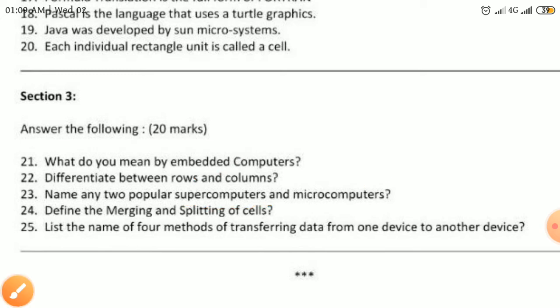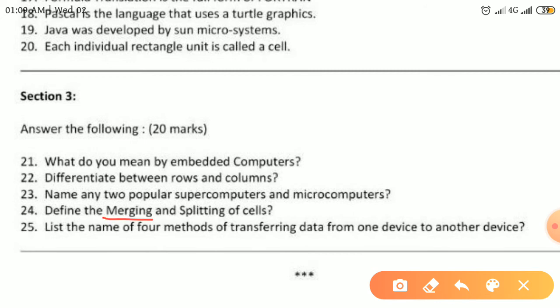Now, for the 24th one, define the merging and splitting up of cells. Now, in the 24th question, you had to write down two definitions particularly. One definition is for merging of cell. Second definition is for splitting up of cell.